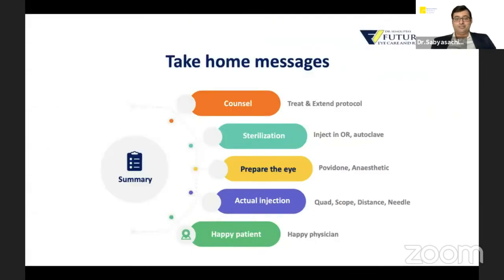So overall take-home messages: counsel, treat and extend is the best protocol now. Sterilize, inject in the OR, pay attention to the autoclaving, prepare the eye with povidone and anesthetic. Actual injection, think about the quadrants, what you want to use, the scope, the microscope, distance, and the needle. And then, finally, we should all have happy patients and happy physicians.